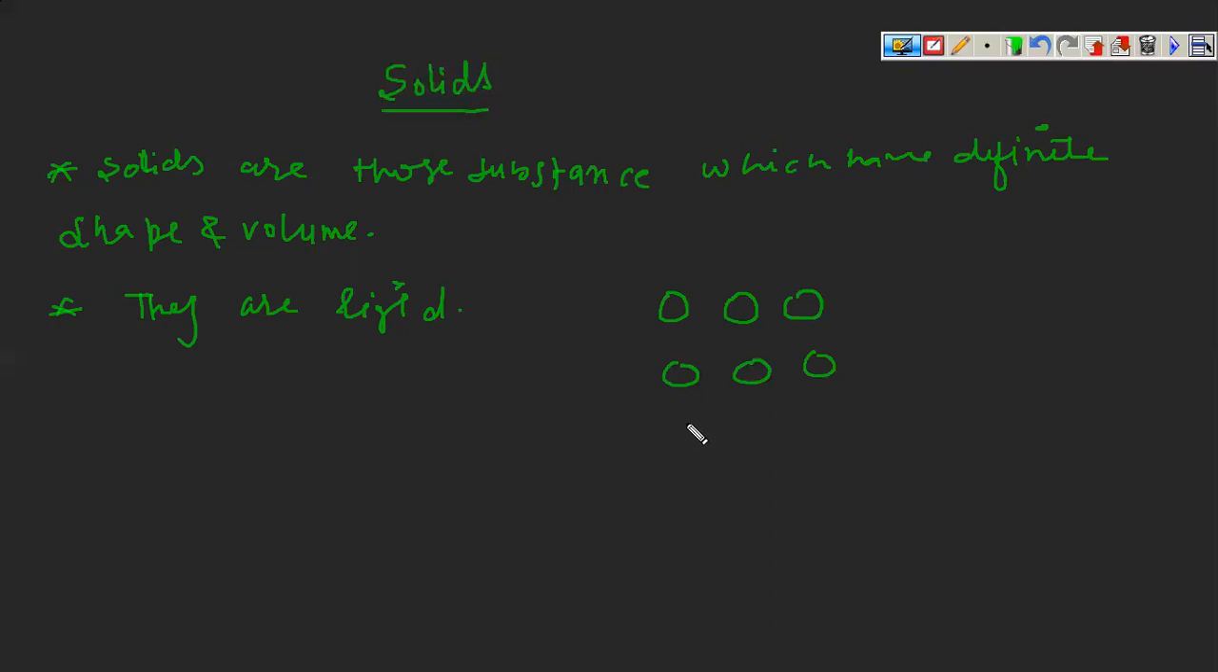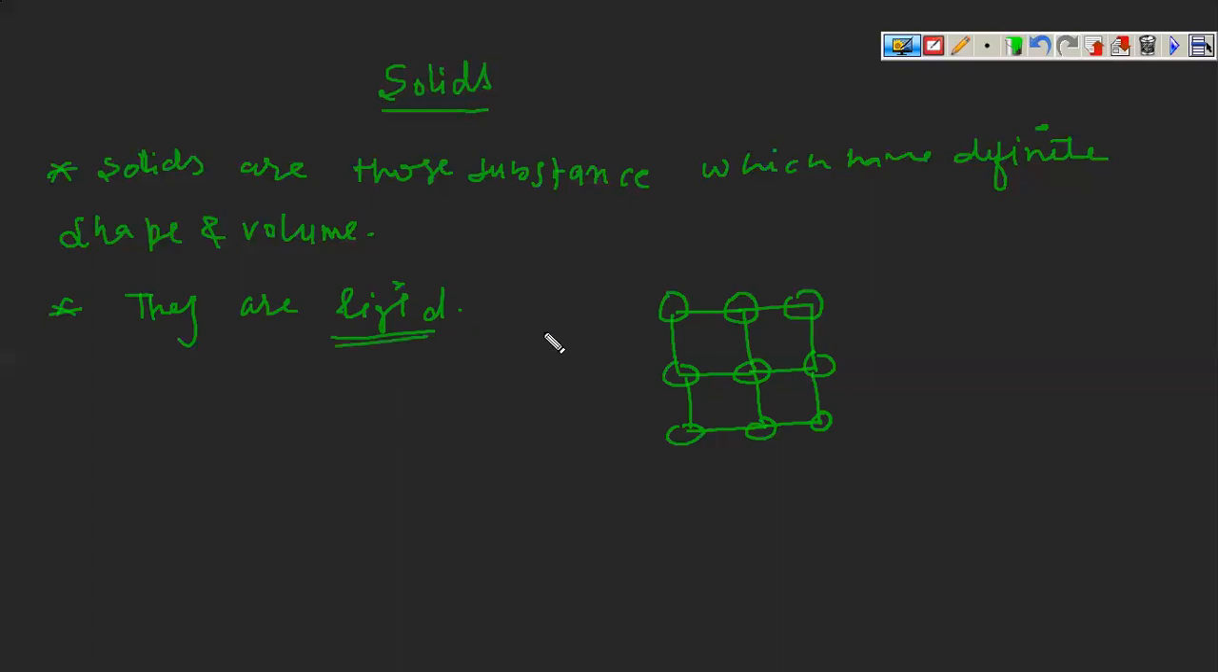They are resistant to change their shape because the intermolecular attraction force between the solids is very strong. Okay, the solid particles are held so strongly with a strong intermolecular force of attraction, so they are not able to change their position. So this is the reason why they are rigid. They cannot change their shape.